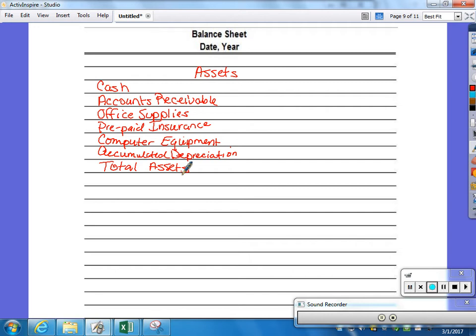So what was the amount of cash? 27,000. Accounts receivable, 1,750. Office supplies, 600. Prepaid insurance, 2,267. Computer equipment, less accumulated depreciation. What are the total assets? This here. 2,500.